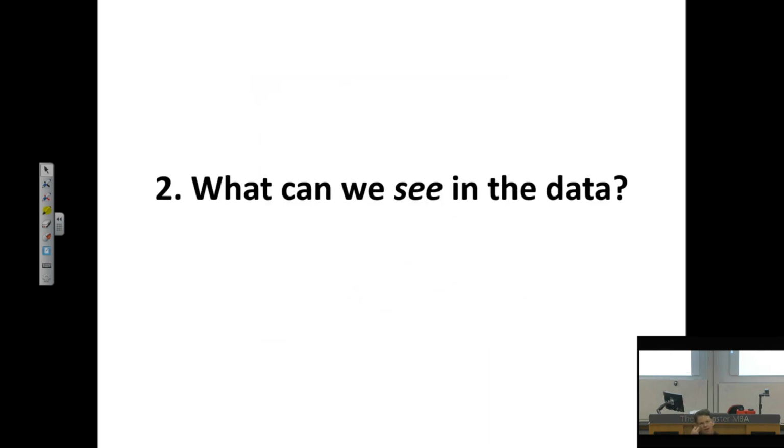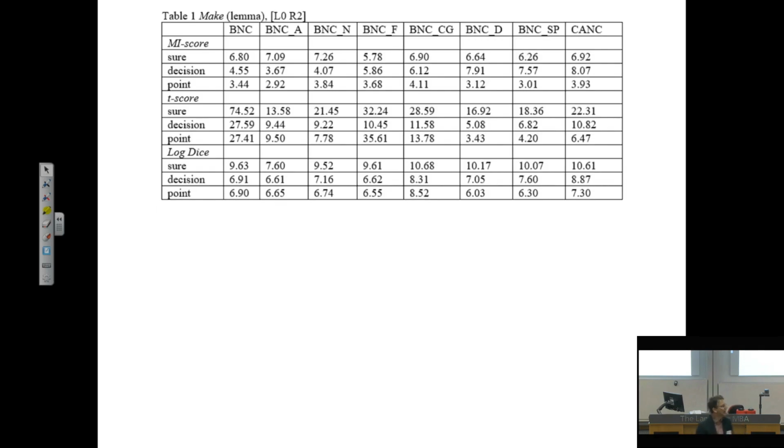Okay, so the question that we are going to address now is, what can we see in the data? Right? We are talking still about data visualization. Here's a table taken from a research report. The details are not important, just to mention that this is a table reporting collocational statistics using the MI score, if you are familiar with that, in different corpora.